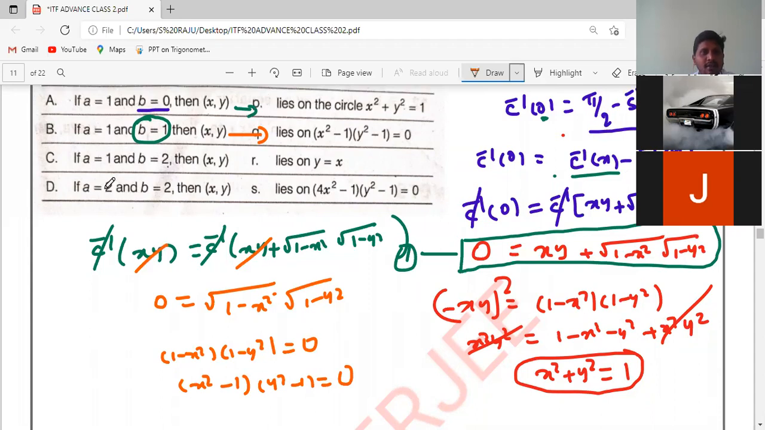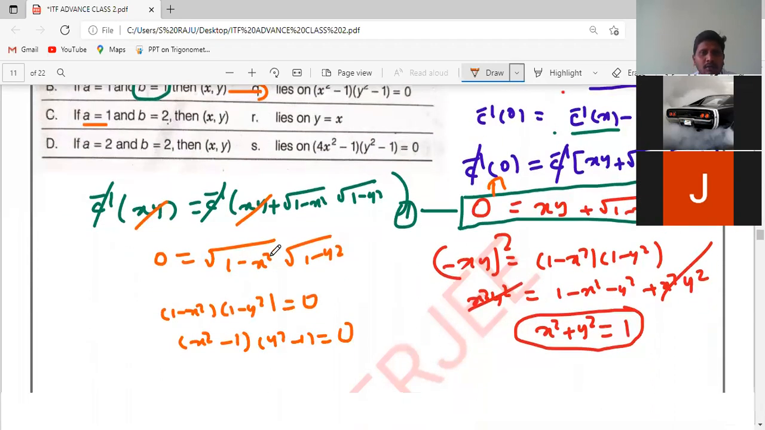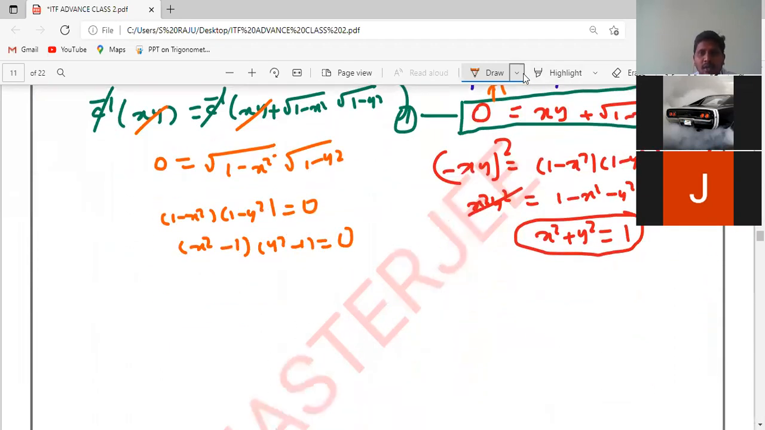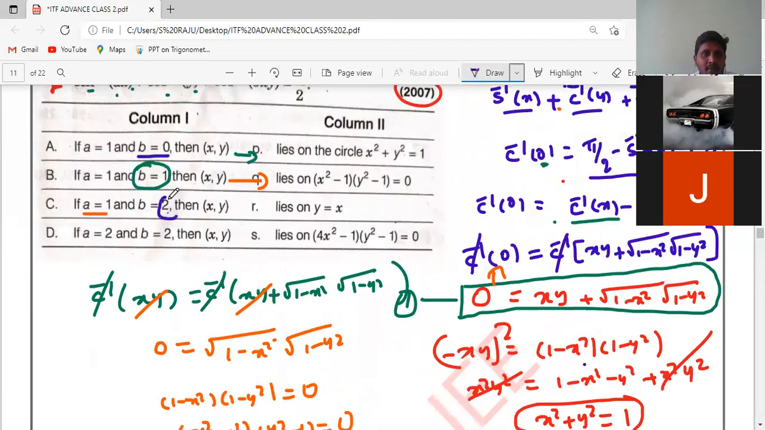Then let us see the third and fourth. Third one is same again, A is equal to 1, but B is equal to 2. In the same equation, RHS will be same in the third bit also. Like right side, I am going to take same. After simplifying, you are going to get cos inverse of x by square root of 1 minus x square, square root of 1 minus y square. But left side, what is the B value here? B value is 2.